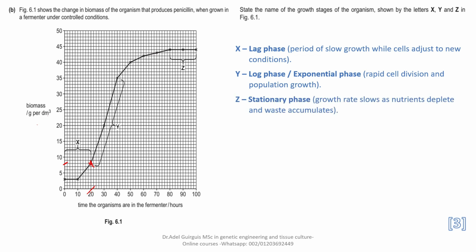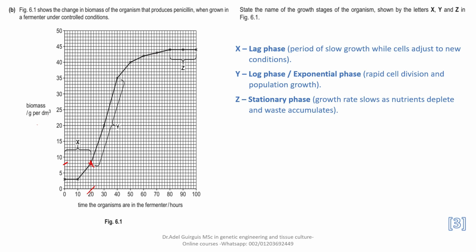While Z is stationary. When the fungus increases its rate of reproduction or rate of division, it reaches the stationary phase. Why? Growth rate slows as nutrients deplete and waste accumulates. Depletion of nutrients is due to the large population number of penicillium cells.